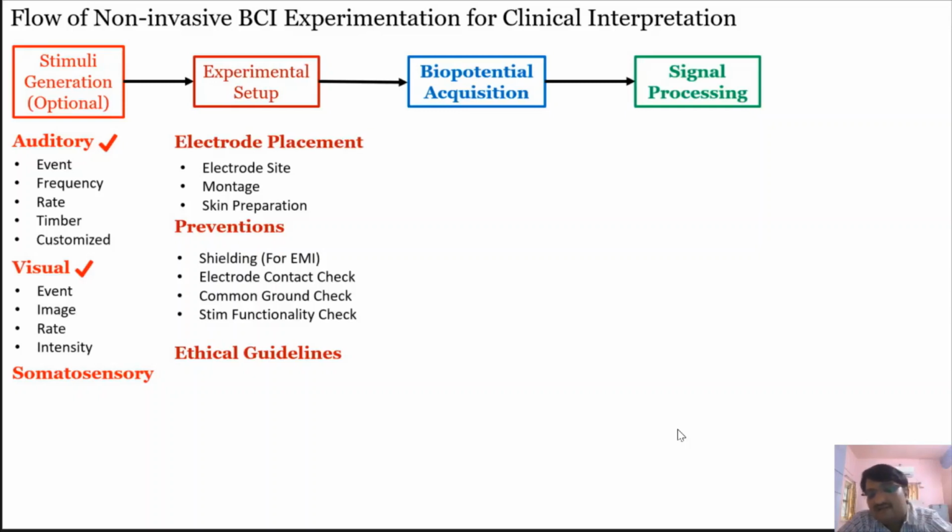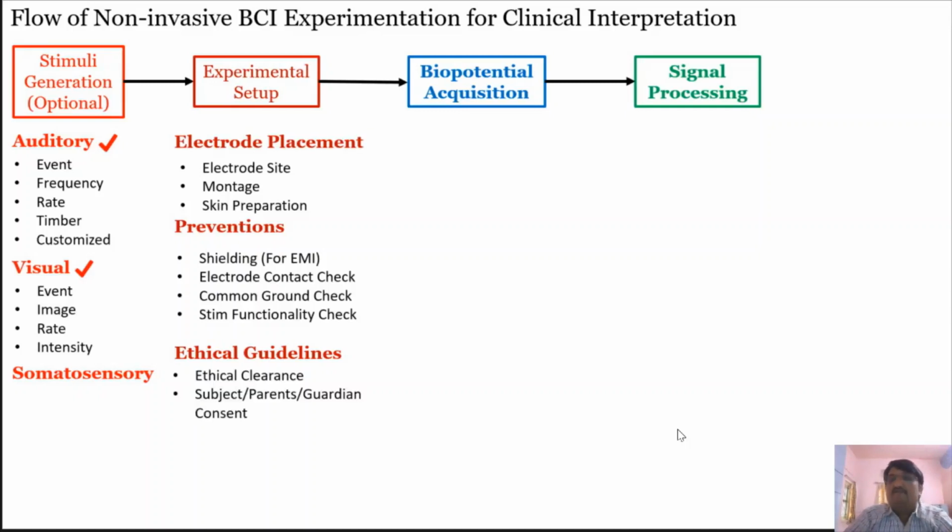So all this will come into the picture when you design an electronic circuit or PCB in order to make your EEG acquisition, or let's say EEG ERP extraction system. And it is also advisable to check your stimulus functionality. We'll talk more about it in the upcoming slides.